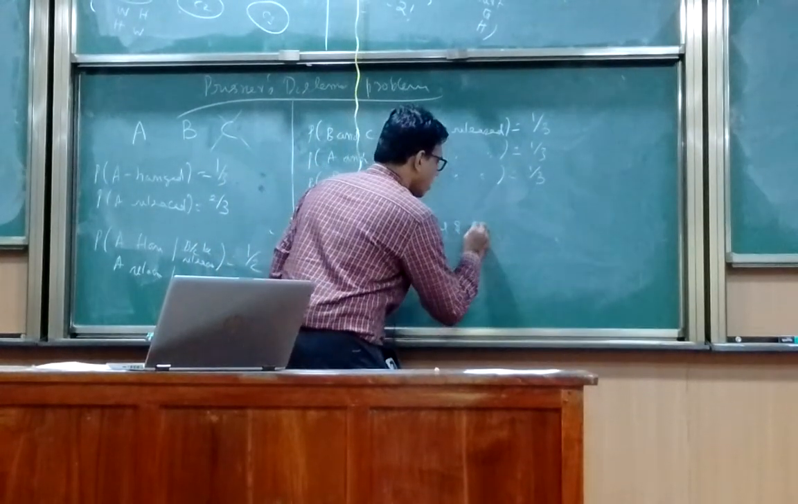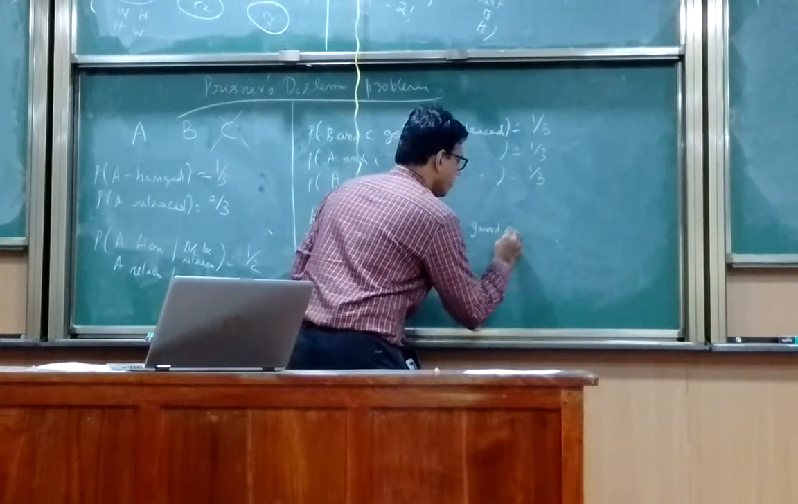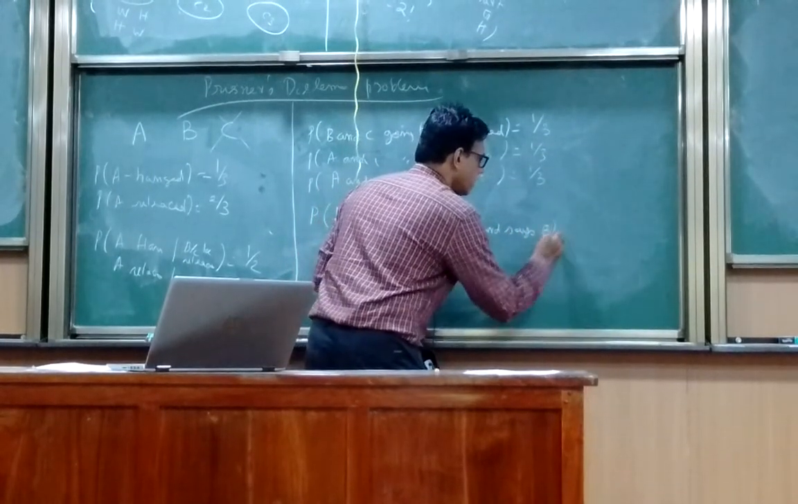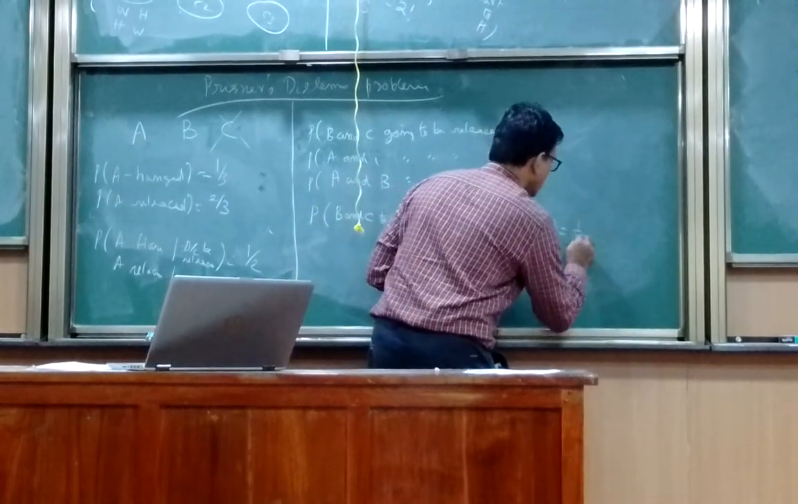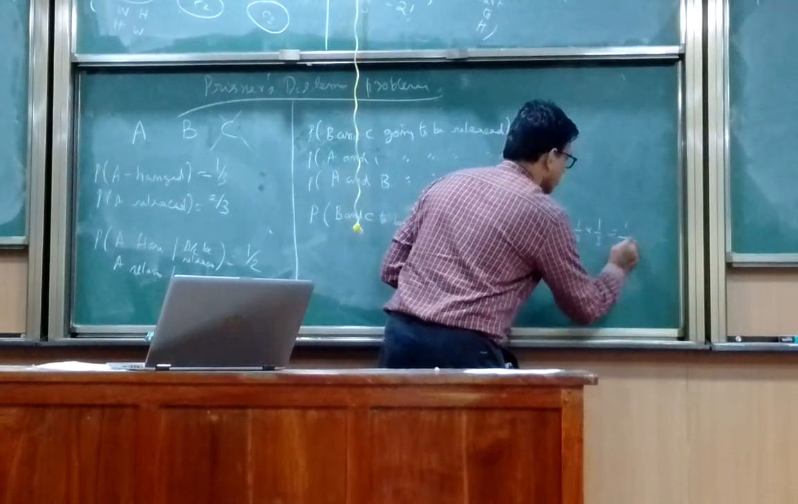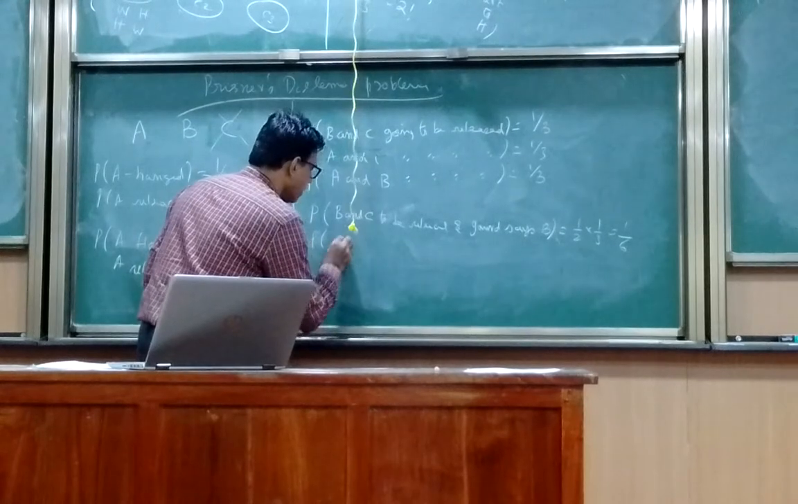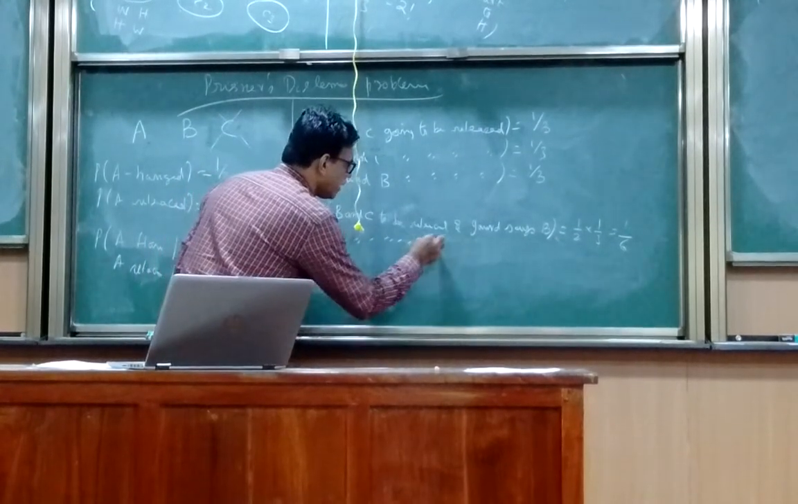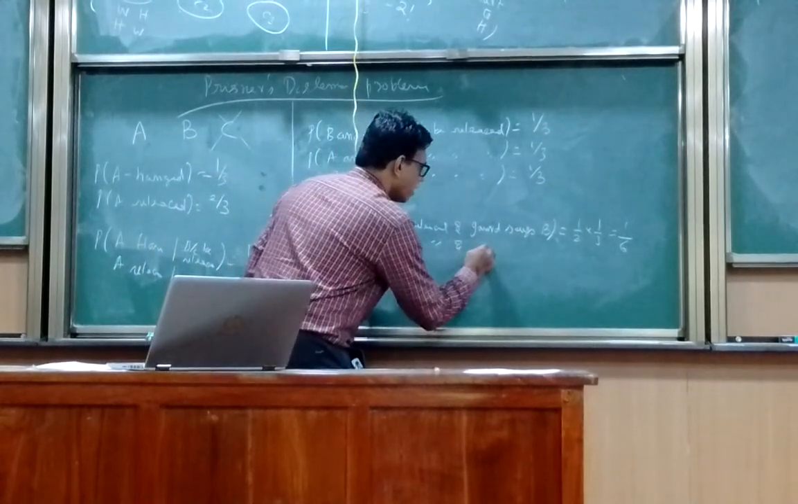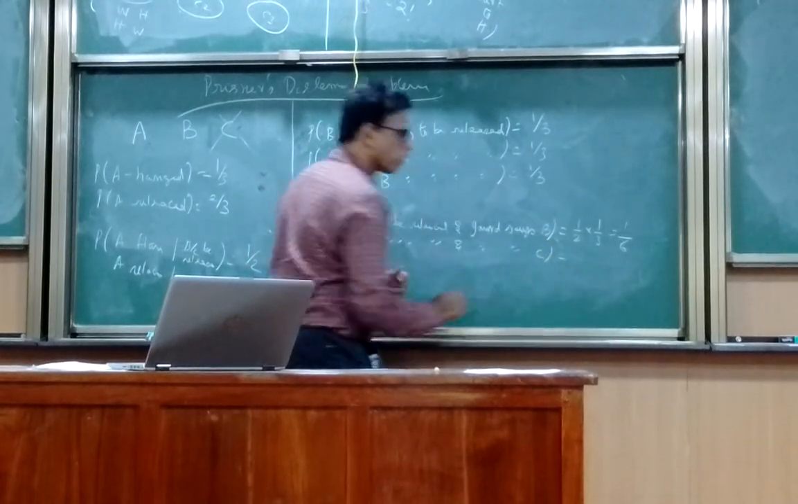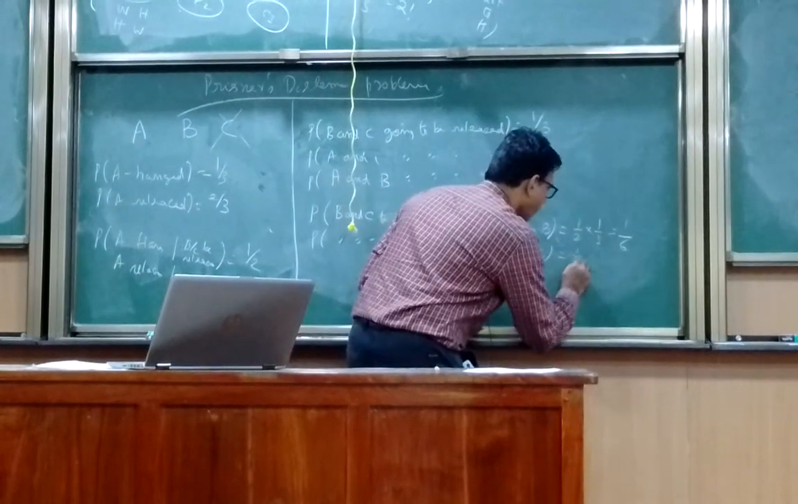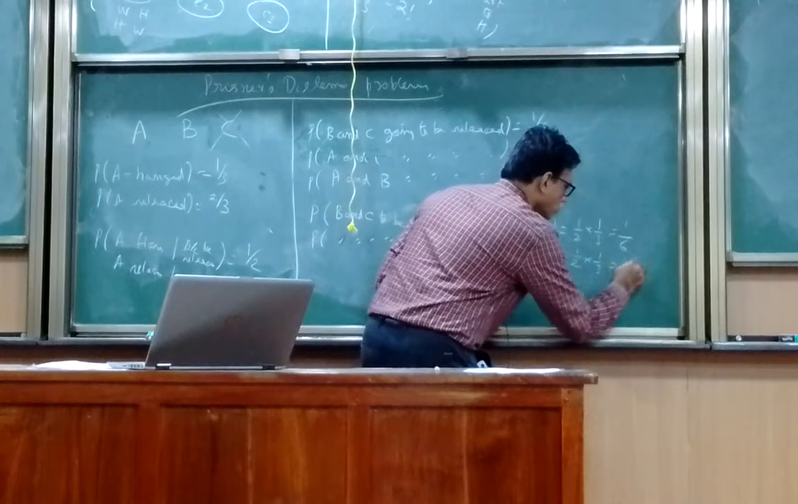and God says B is equal to 1 by 2 into 1 by 3, is equal to 1 by 6. Similarly, the probability that B and C are going to be released and God says C is 1 by 6.